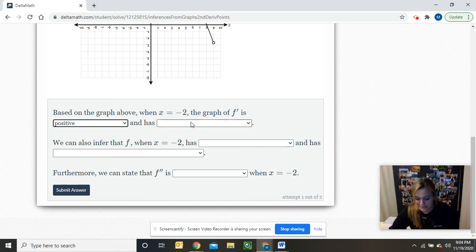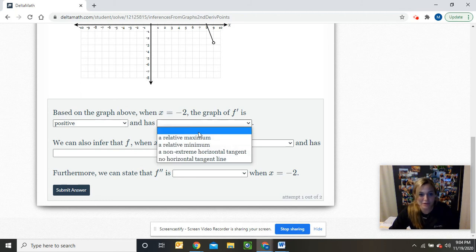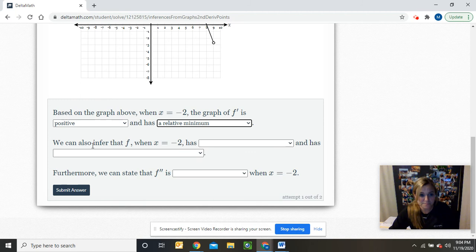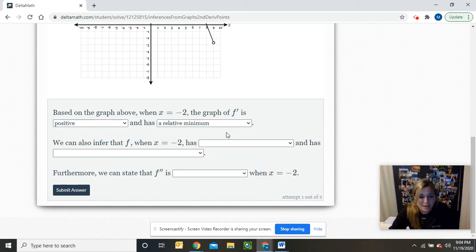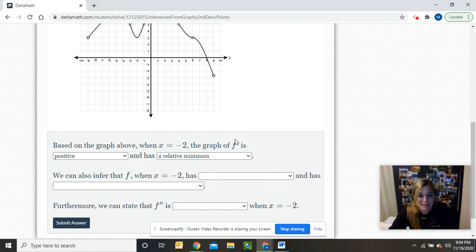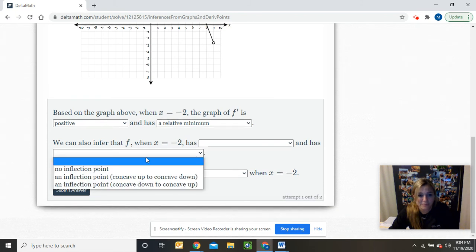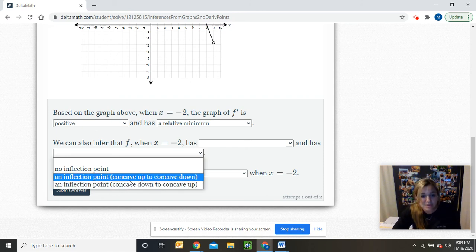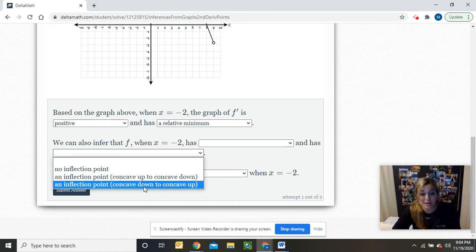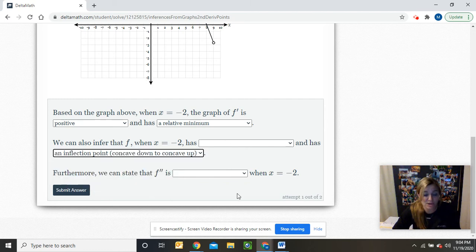F prime, we said, has a relative min. We can also infer that at x equals -2. So going back up, I'm going to say that f, when x equals -2, has an inflection point. This is one that I'm going to do first. So a point of inflection, and we said f double prime changes from negative to positive. Think about negative to positive: that would be concave down to concave up.